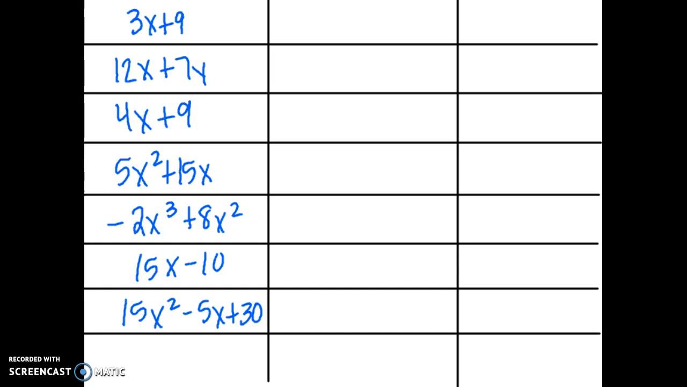So number one, we have 3x plus 9. So we're going to look at 3, and we're going to look at 9. 3 will be factored by 1 times 3. 9 is 1 times 9, and 3 times 3. So now we look at the biggest number that both of these factor trees have in common. They both have a 3.